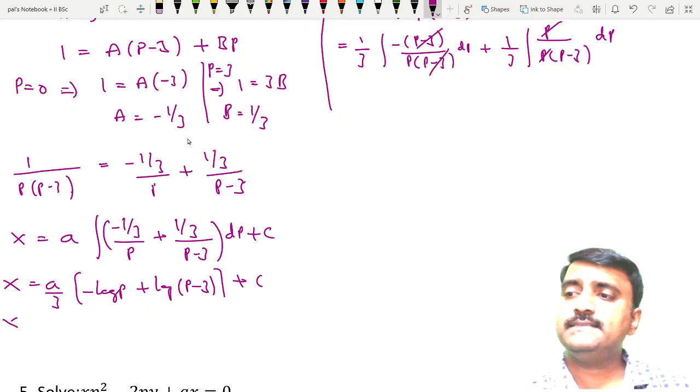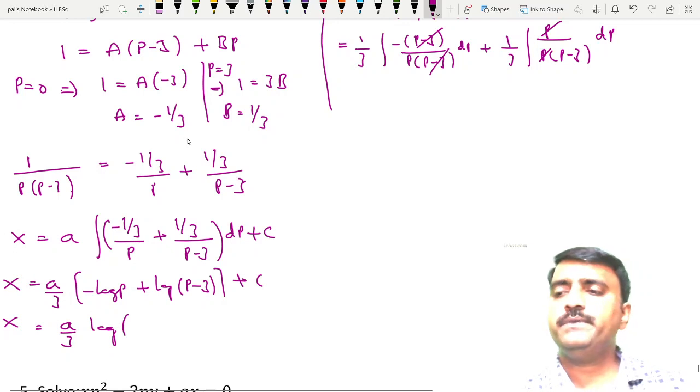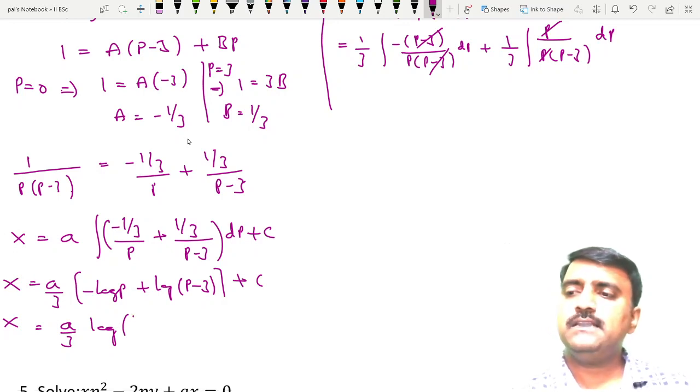So that is x is equal to a by 3 into log of p minus 3 by p, using log a minus log b is log a by b, plus constant. So this is the value of x.